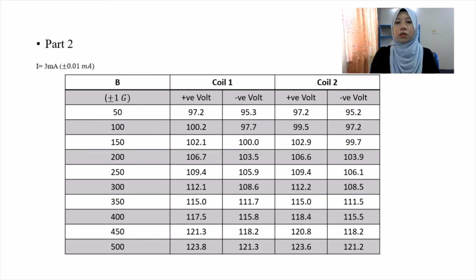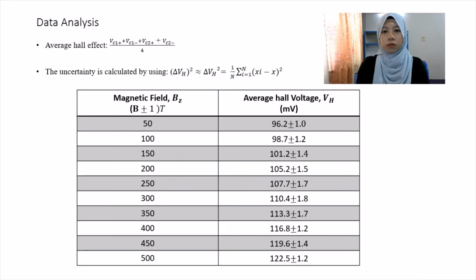Here is the data for part 2. As you can see, I equals 3 milliamperes, and then we got values for B, coil 1 and coil 2. Also, coil 1 and coil 2 are separated into 2 values, positive and negative, same as before. Now we are in the data analysis part.